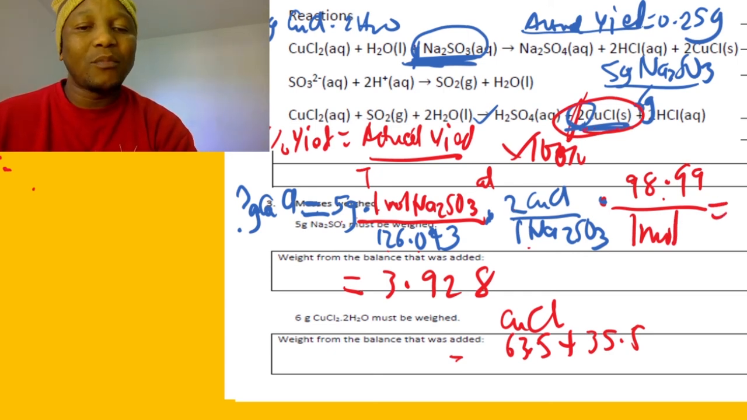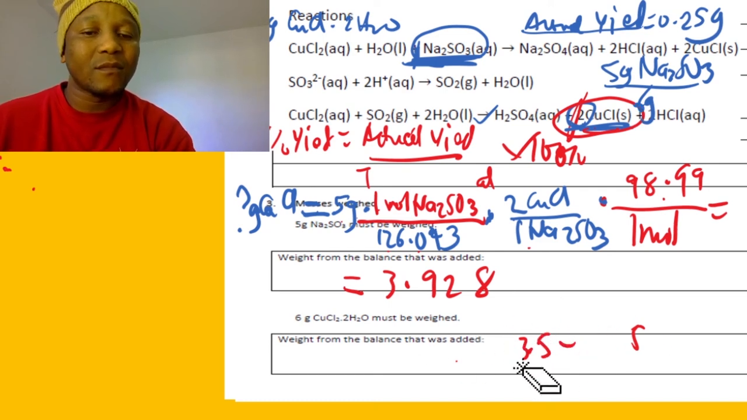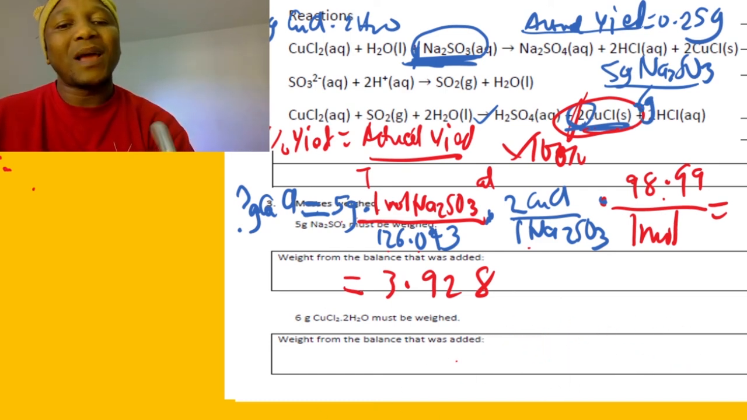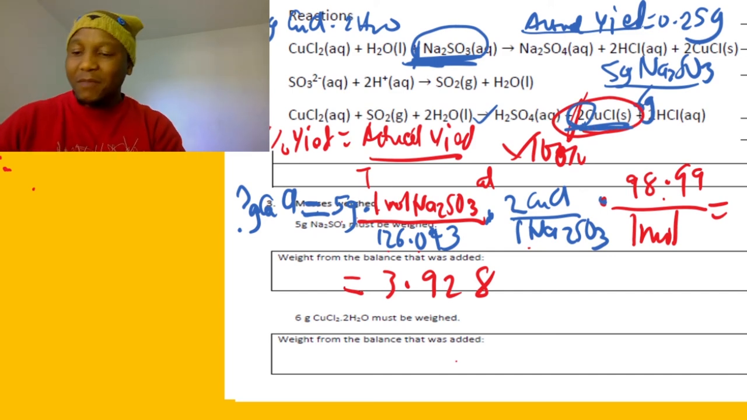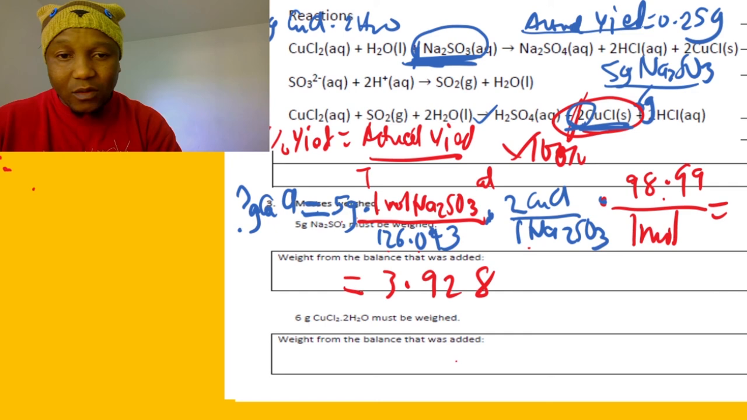And then what you do there, plug this in the calculator. Plug it in the calculator, I think it's going to give you 3.928. But let me verify my statement here. Let me just make sure it's true, what I say.